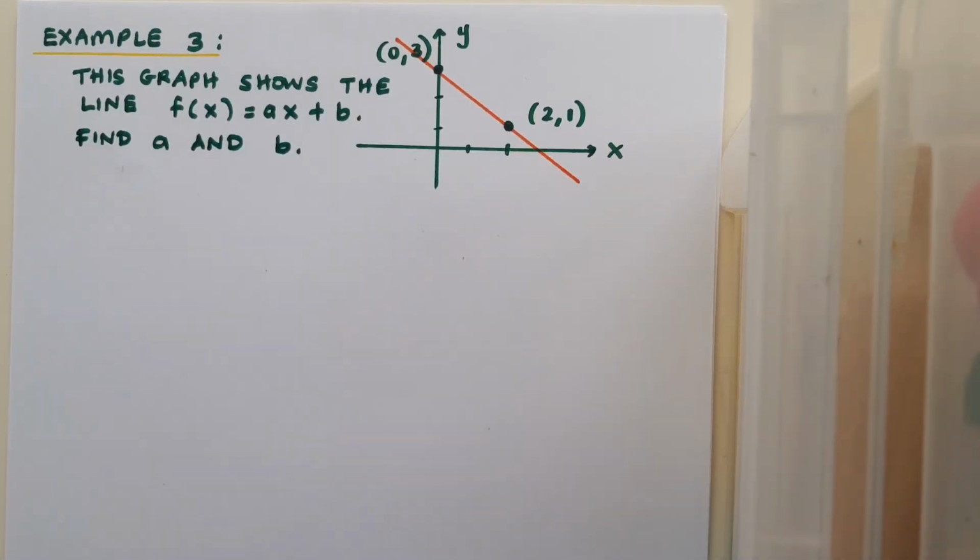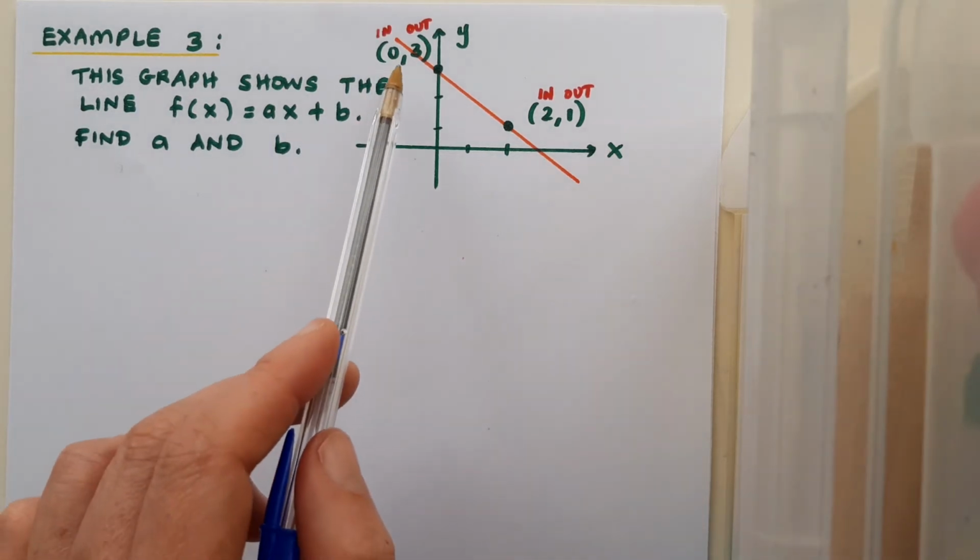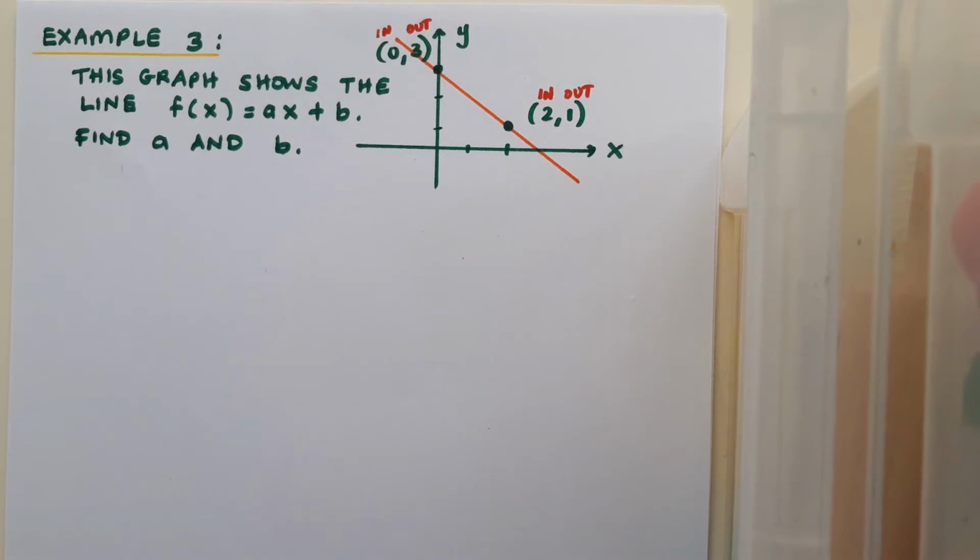Example 3 has a diagram to go with it, and the diagram is just showing you 2 points. Now the points we'll treat exactly like in the previous examples. The first value is the x, the input. The second value is the y, the output. The 2 points are (0, 3) and (2, 1).